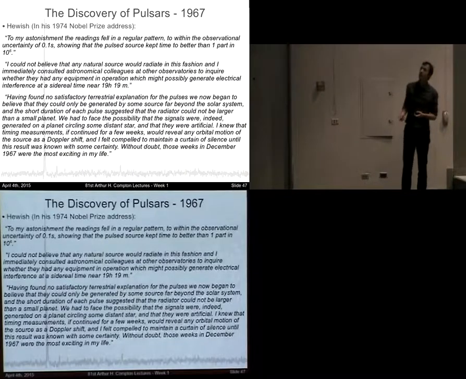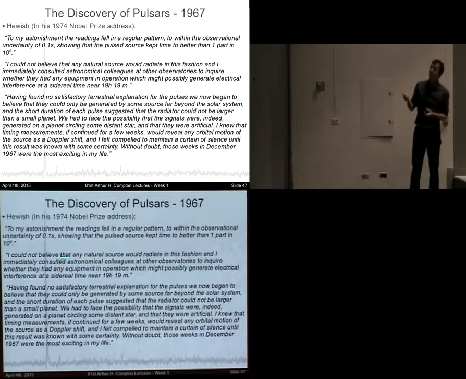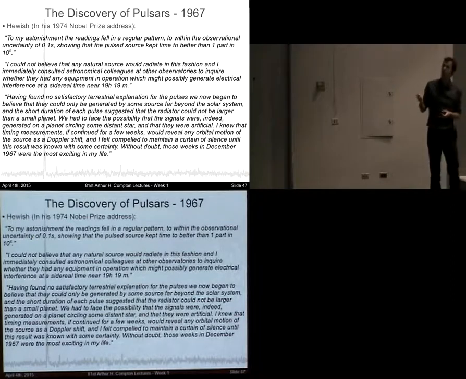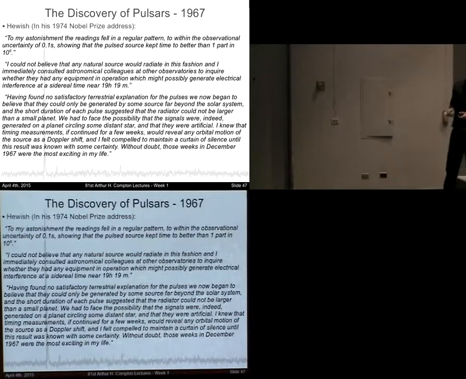So this is an excerpt from Anthony Hewish's Nobel Prize acceptance speech. So he writes, "To my astonishment, the readings fell in a regular pattern to within the observable uncertainty of 0.1 seconds, showing that the pulse source kept time to better than 1 part in 10 to the 6."